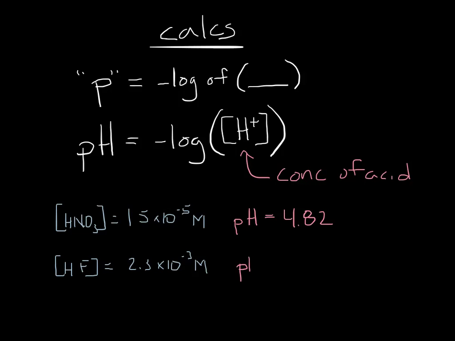And the pH of this hydrofluoric acid, which has a concentration of 2.3 times 10 to the negative 3rd, the negative log of that would be 2.64. Type those into your calculator and make sure that you're getting the same numbers, that you know where your log button is, and that you have a log button on your calculator. If you don't, you're going to need to get a calculator that has one. You're going to be using logs a lot during this unit.